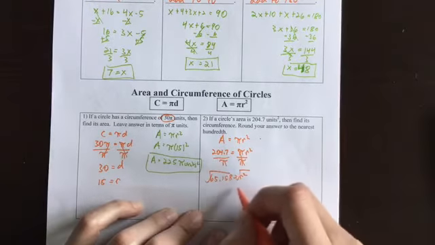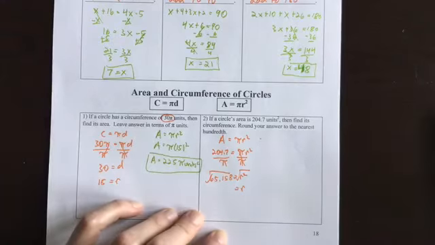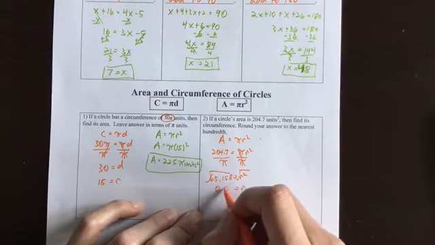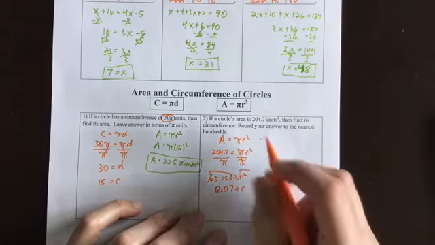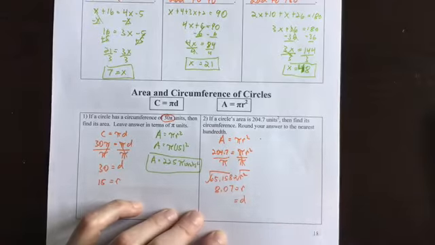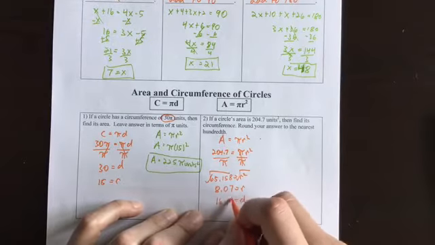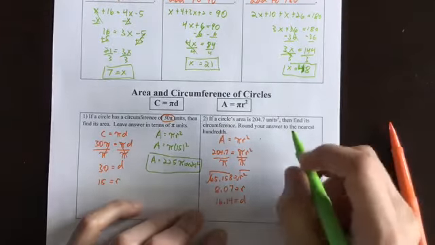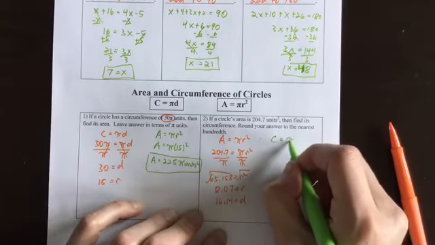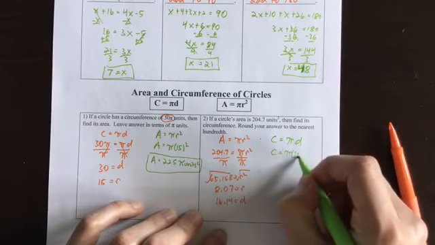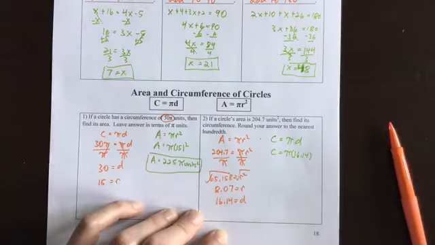Now we'll take the square root of both sides. Square root of 65.158, 8.07. Now we're going to find the circumference. So we need the diameter. We'll multiply by 2, which is 16.14. Now we can find the circumference. Circumference is pi times diameter. So it's going to be pi times 16.14.